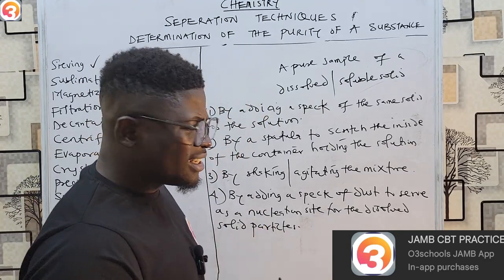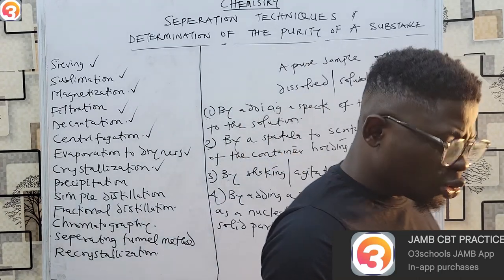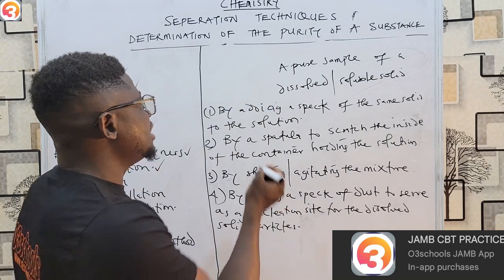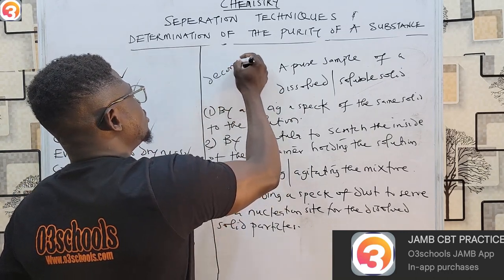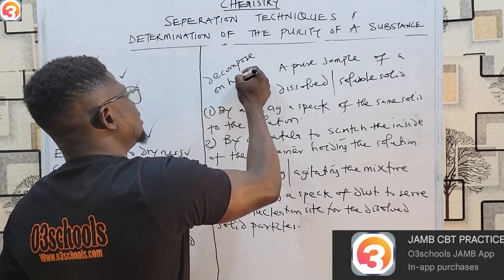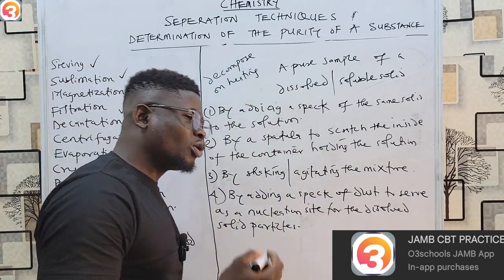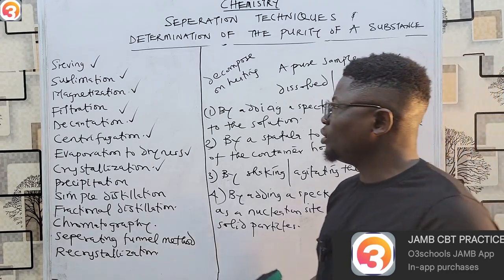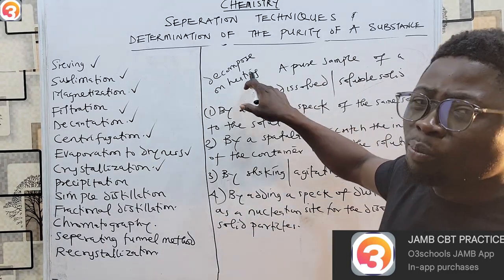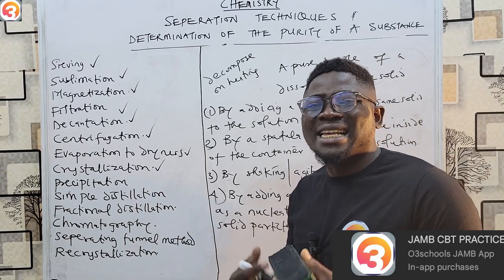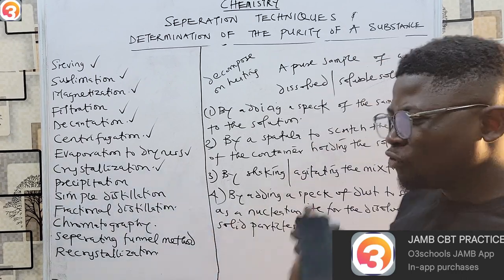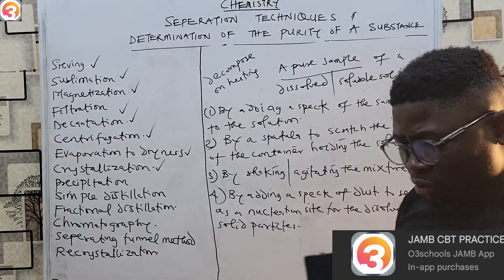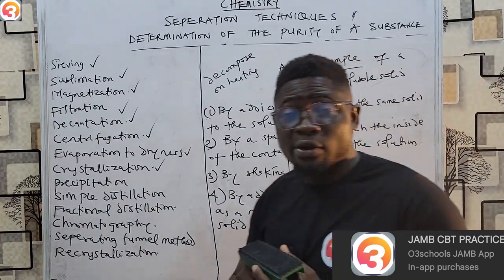So crystallization is used to recover dissolved solids that easily decompose on heating. That's what crystallization is used for. This will recover dissolved solids that easily decompose on heating. And of course, when we use crystallization, a very pure sample is what we usually get.